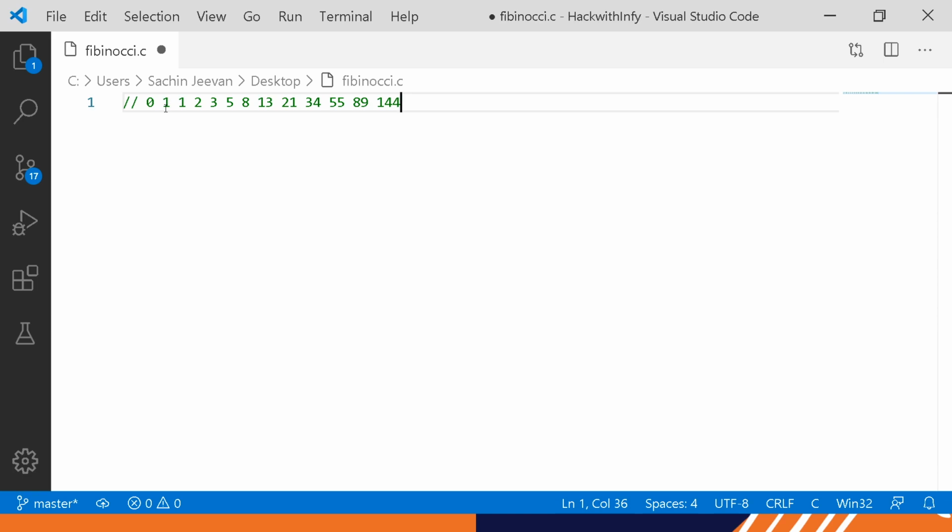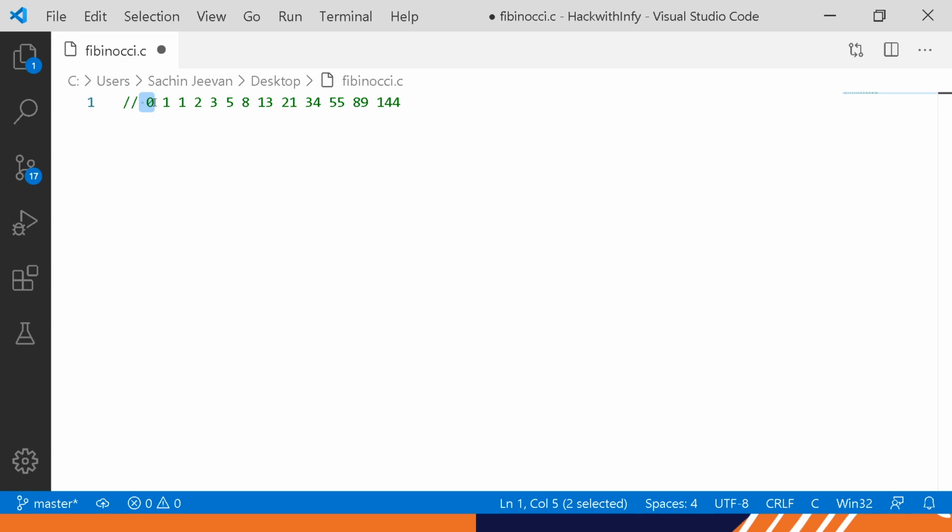Okay, fine. How are we going to implement this series using a recursive formula? We are not going to generate all these numbers. We are going to find the nth Fibonacci number, for example, the 10th Fibonacci number. This is generally the 0th Fibonacci number, 1st, 2nd, 3rd, 4th, 5th, 6th, 7th, 8th Fibonacci number, and it goes on.